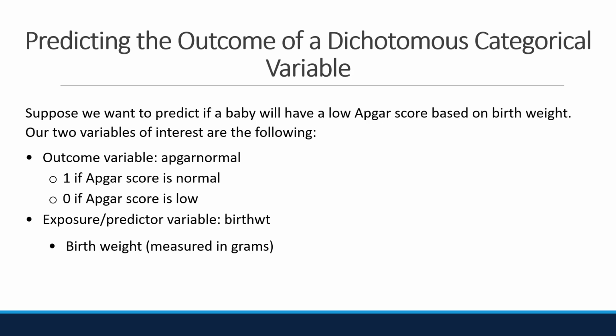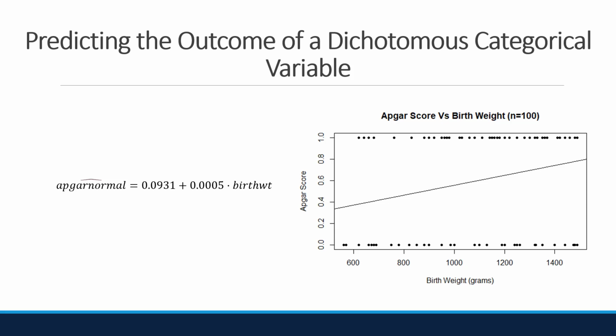Our 2 variables of interest are the following. The outcome variable will be 1 if the APGAR score is normal, 0 if the score is low. The exposure or predictor variable is birth weight measured in grams. Suppose we naively fit a linear regression model. We would have the following scatter plot and the regression line.